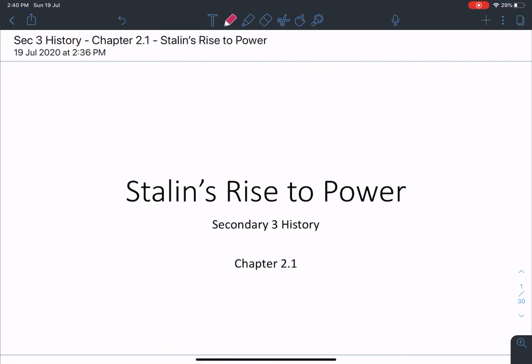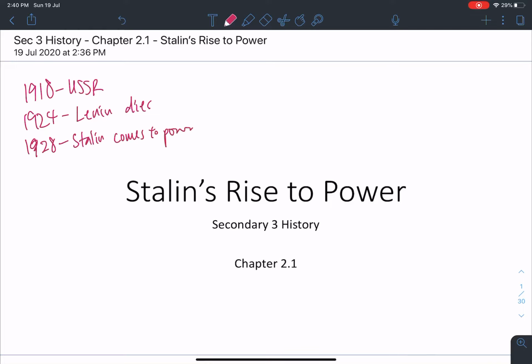Okay, everybody, we're going to start on chapter 2.1, Stalin's rise to power. How did Stalin come to power as the leader of the Soviet Union? Okay, some key dates first. 1918, this is when the USSR is formed. 1924, Lenin dies. 1928, this is when Stalin comes to power.